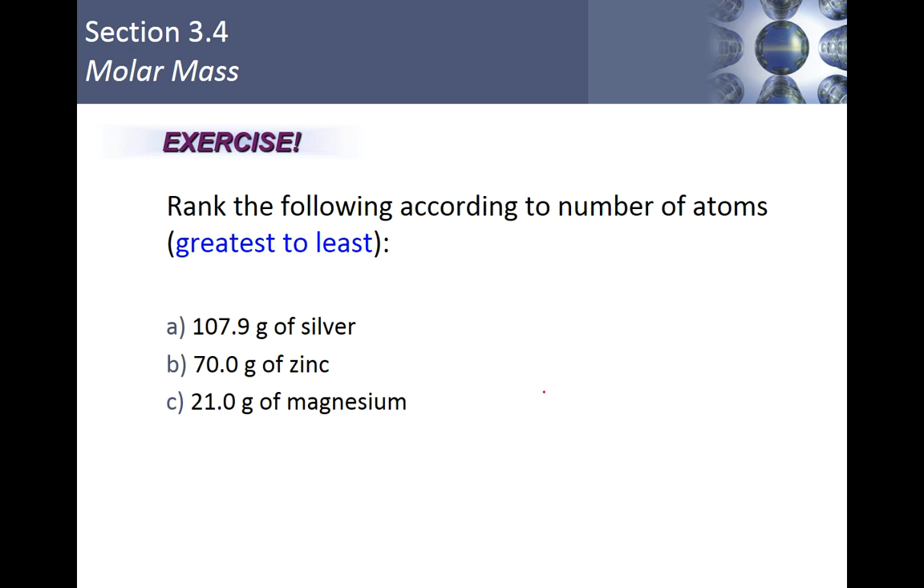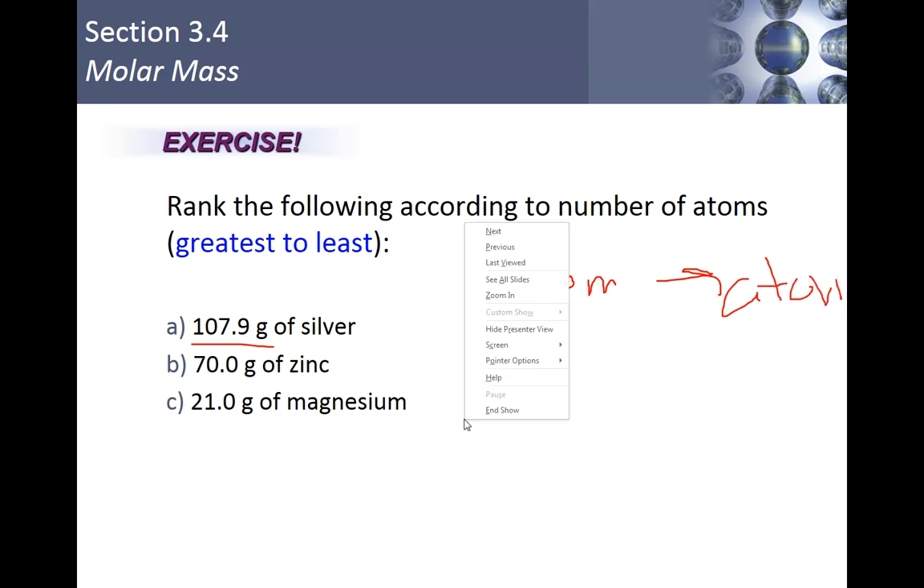All right, rank the following according to the number of atoms from greatest to least. The difference in this question from the previous question is that now each one has its own individual amount. So you're starting with a different quantity, which means you would have to go through the order. You'd go from grams, convert that to moles, and then go into atoms in order to see what the following are.